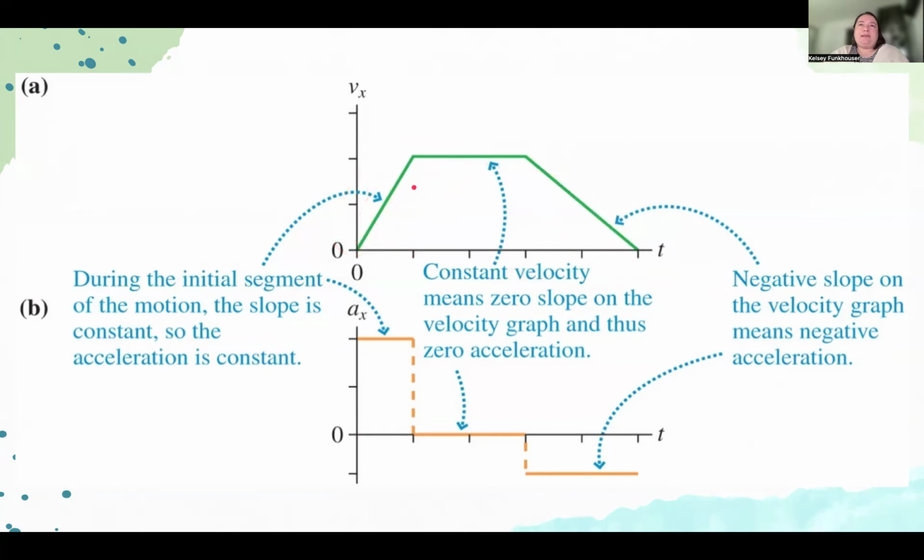We can't with this graph because it didn't actually give us numbers, but if we had numbers, we could get a value for the slope of this segment, and then we would plot that on our acceleration graph as the acceleration for that segment. And then we have a flat line for this segment, which means that the acceleration is 0 there. And then here, the slope is negative, so the acceleration is also negative, so we would graph that below the 0 axis.